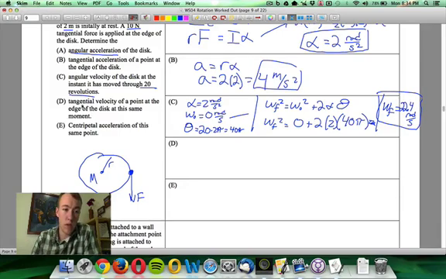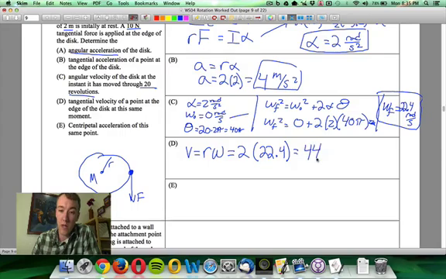Next up, we're solving for the tangential velocity. Same as before in part B, we're looking for the tangential component. We know the angular component. So this is going to be tangential velocity equals the radius times the angular velocity. So 2 is our radius. The angular velocity is 22.4 radians per second. So we are going to get a tangential velocity of 44.8 meters per second. Don't forget your units on there.